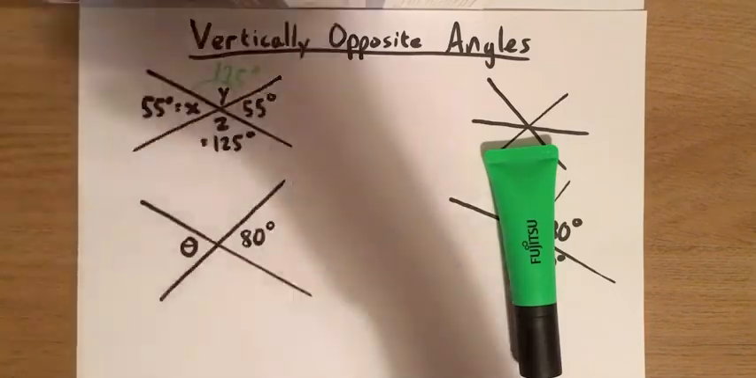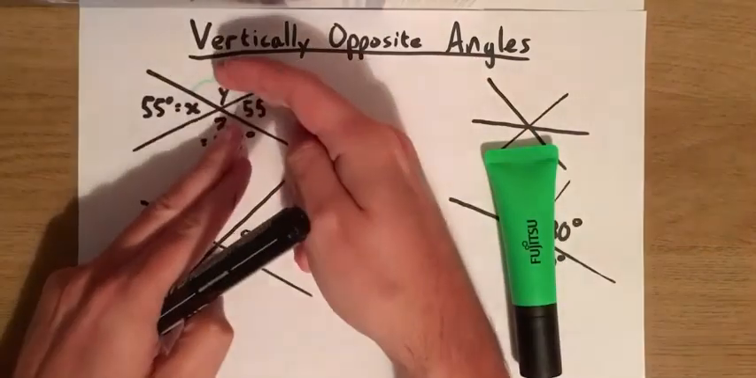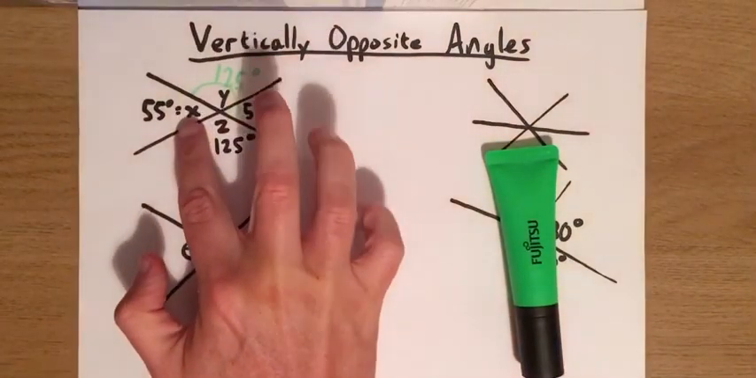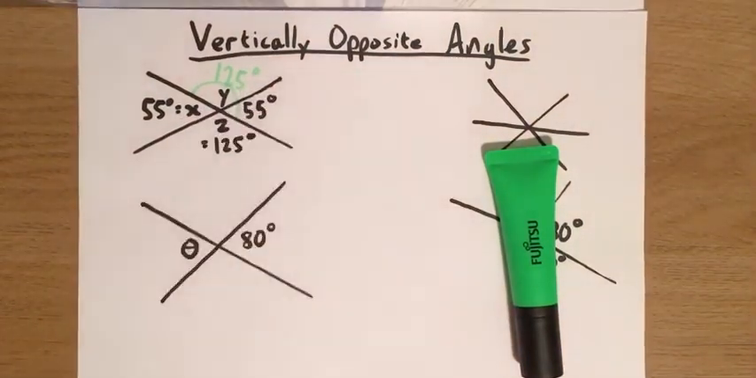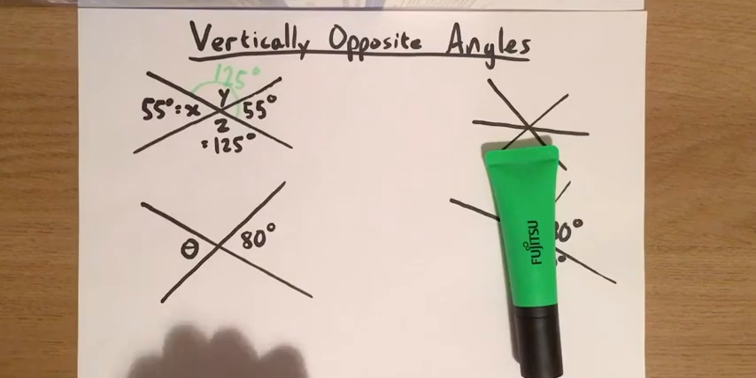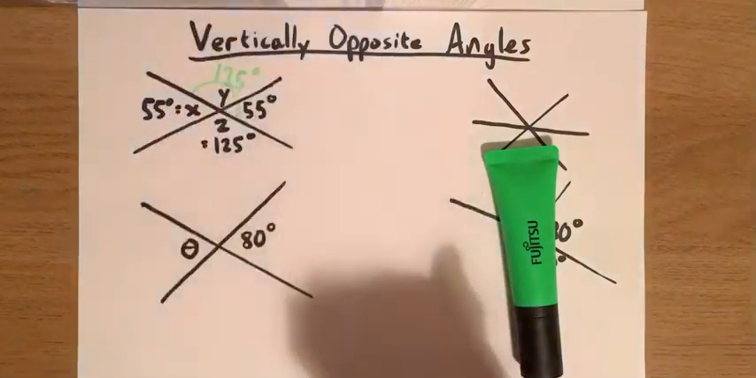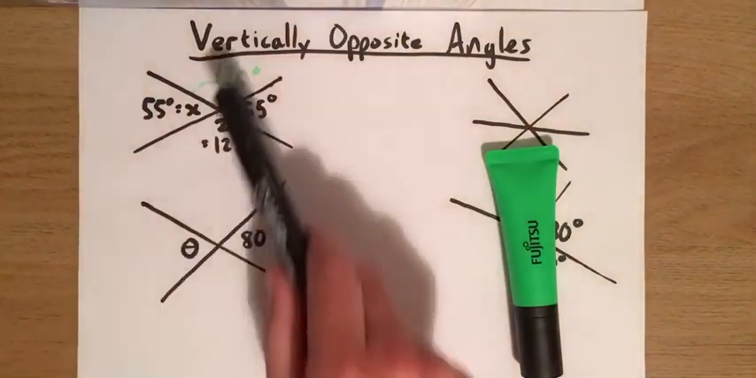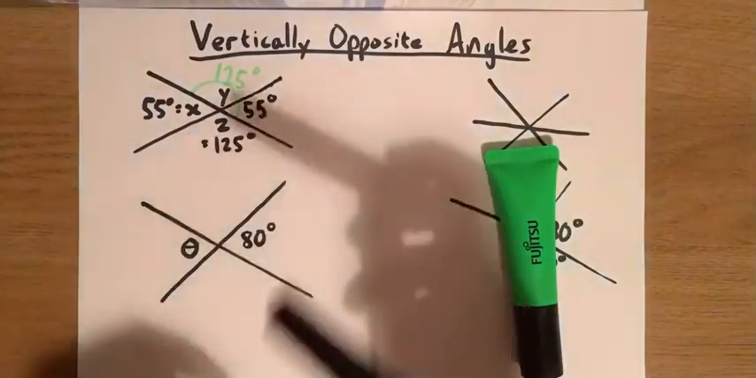Okay, so what do you need to know? You need to be able to say X is 55, and you need to be able to say it's because it is vertically opposite to the other 55. So you need to be able to fill in the size of these angles when you're given questions, but also back it up with a reason. So you need to know this phrase, vertically opposite.